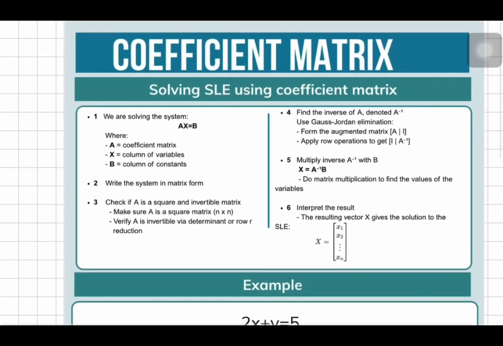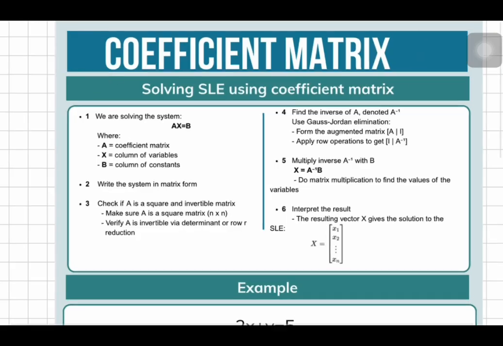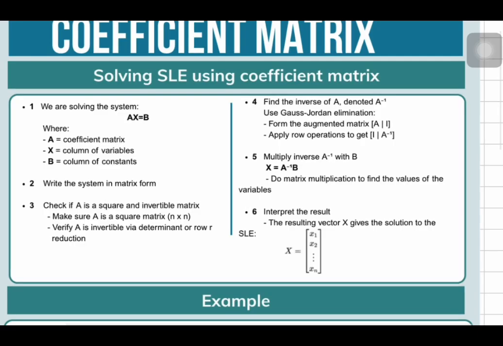Now I'm going to explain how to solve a system of linear equations using the coefficient matrix method. First step is to solve the system using the formula AX equals B, where A is the coefficient matrix, X is the column of variables, and B is the column of constants. And then we have to write the system in matrix form, which is AX equals B.